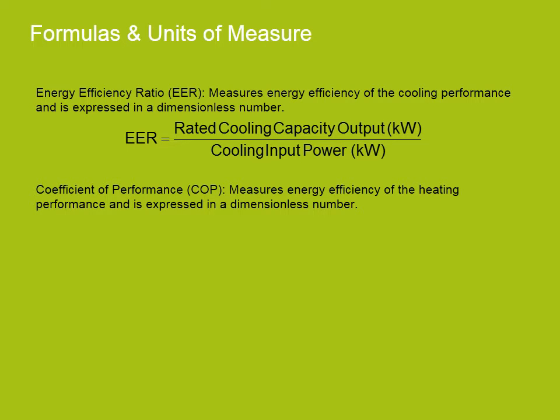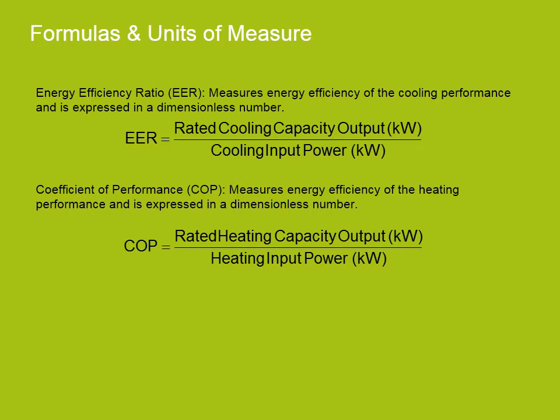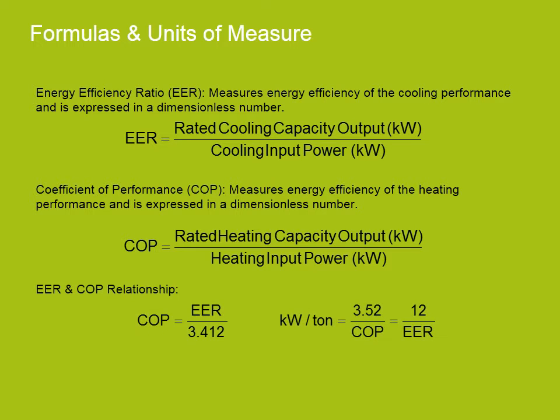The coefficient of performance, or the COP, measures the energy efficiency of the heating performance. This is equal to the rated heating capacity output of the unit divided by the heating input power. There is a relationship between the EER and the COP, which means that the COP is equal to the EER divided by 3.412. Another relationship that takes into account the power and the demand is kilowatt per ton is equal to 3.52 divided by the COP, or kilowatt per ton is equal to 12 divided by the EER.